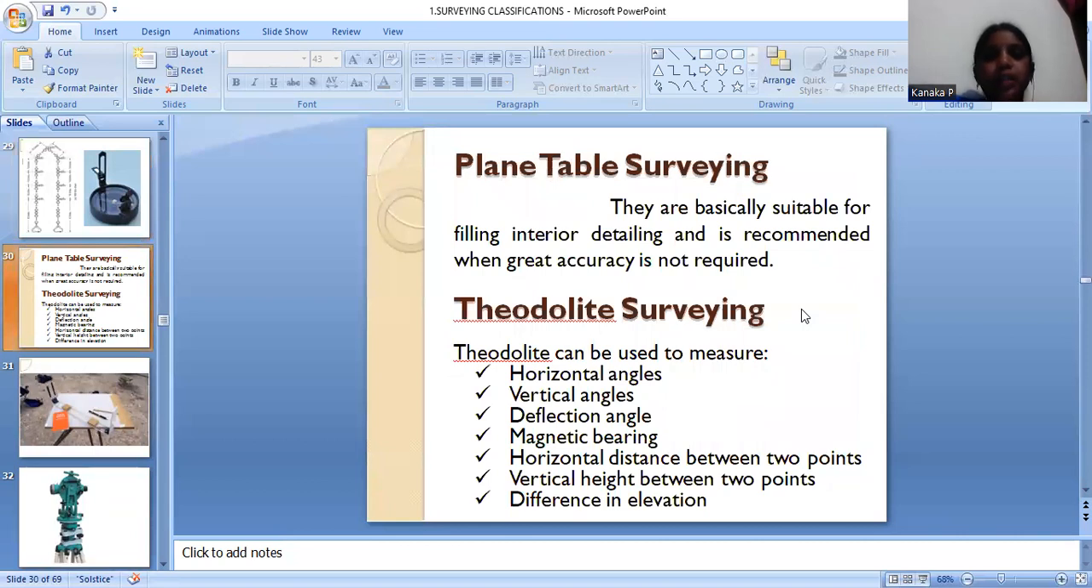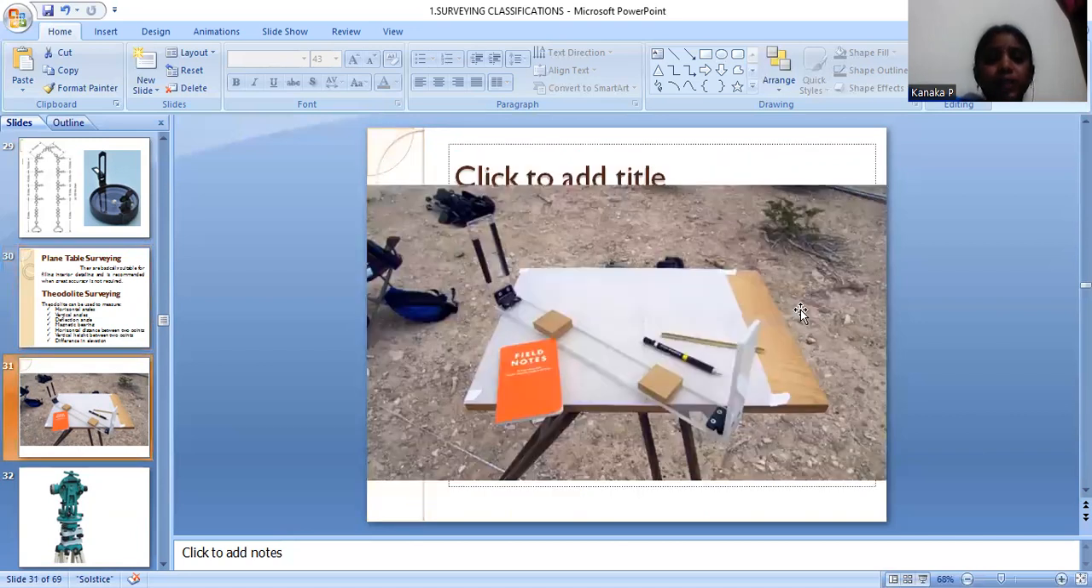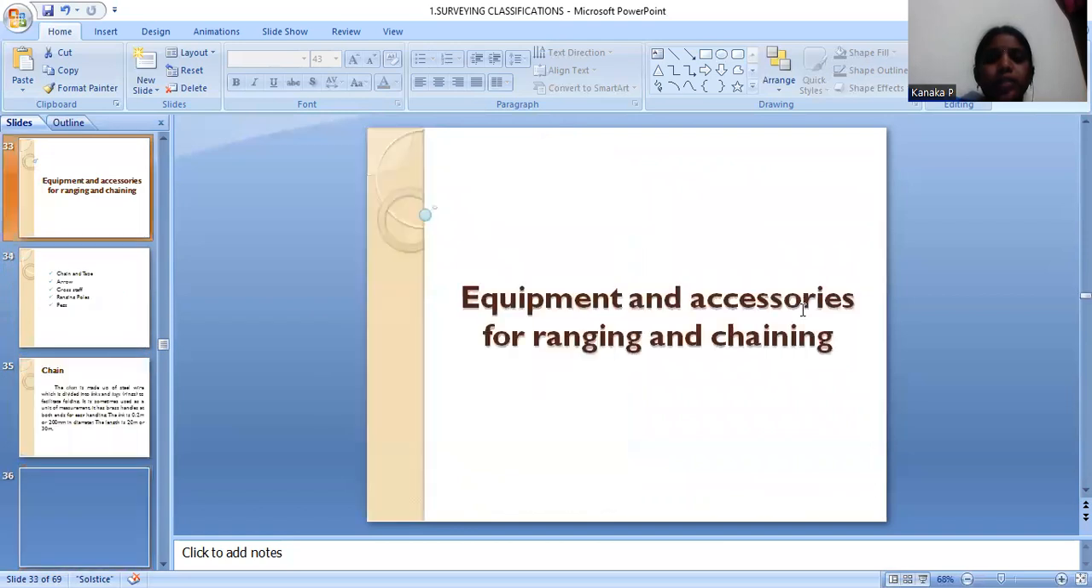And then plane table surveying. Plane table surveying is suitable for filling in interior detailing and is recommended where great accuracy is not required. Theodolite surveying is used for horizontal angles, vertical angles, deflection angles, magnetic bearing, horizontal distance between 2 points, and vertical height between 2 points, the difference in elevations. There are many components of a theodolite used for these measurements. And this is a plane table, and a theodolite.